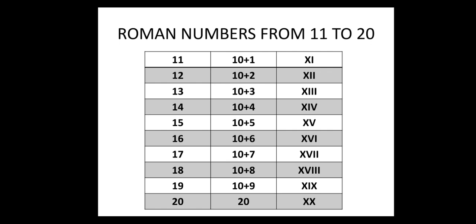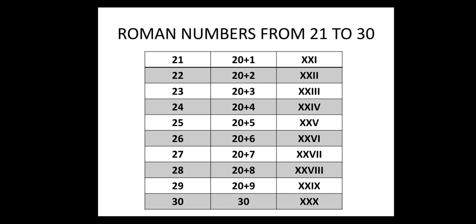16 is 10 plus 6, that is XVI. 17 is 10 plus 7, XVII. 18 is 10 plus 8, XVIII. 8 is VIII. 19 is 10 plus 9, 10 is X and 9 is IX. And 20 is XX. So if we have already learned the Roman numerals for 1, 2, 3, 4, 5, 6, 7, 8, 9, then we can easily write Roman numerals up to 39.